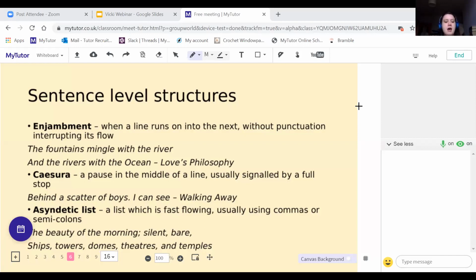It's a sonnet. So: the beauty of the morning, silent, bare, ships, towers, domes, theatres and temples. Really fast flowing. So that's an asyndetic list. A syndetic list would be: the beauty of the morning, silent and bare, ships and towers and domes and theatres and temples. So putting in some sort of conjunction, some sort of connective, which makes it quite laboured. We do find that in poetry sometimes, but we generally see the asyndetic list more than the syndetic list.